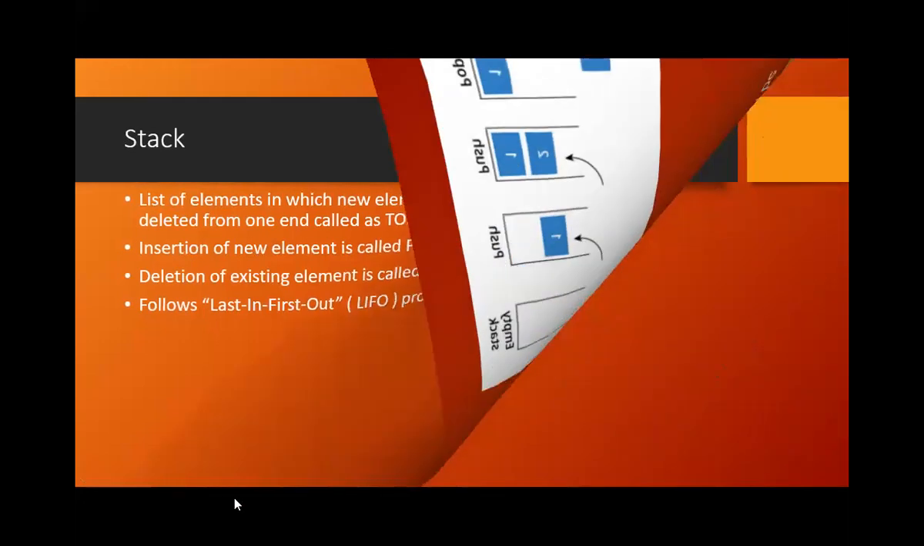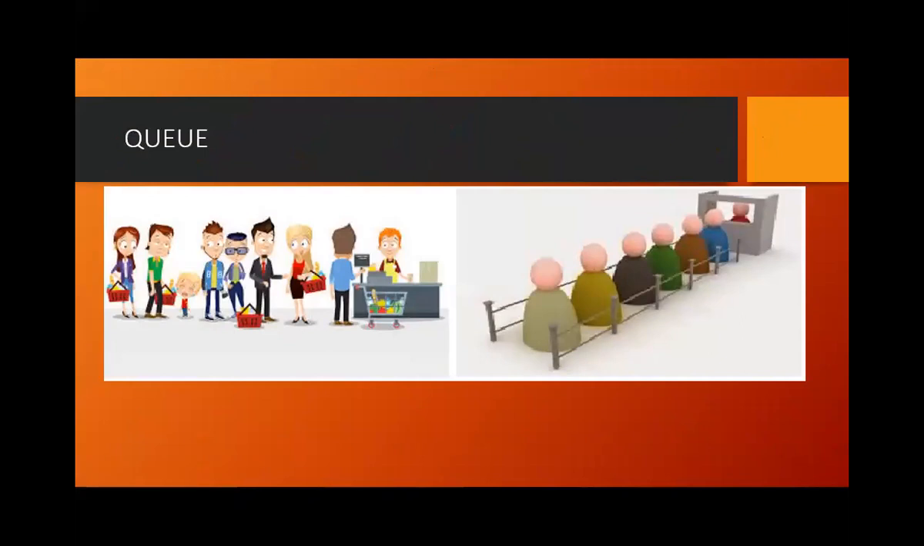Okay. The next type of data structure, we call it a queue. Look into these diagrams. What strikes your mind?